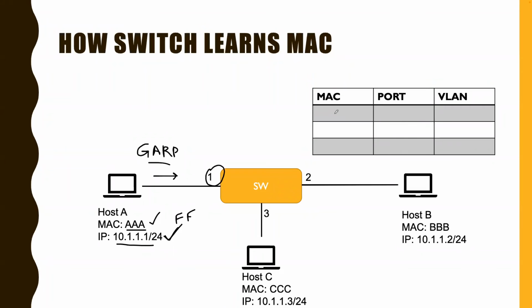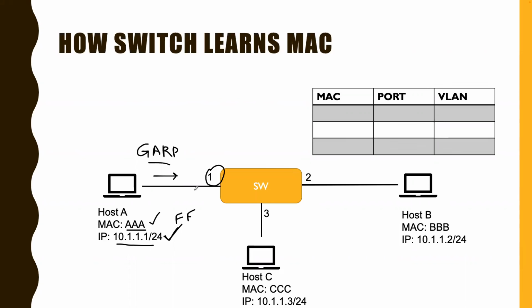This GARP packet is to check the duplicacy of this IP address, whether anybody else has it. GARP is the Gratuitous ARP. It is to check the duplicacy of an IP address. I have assigned this IP address, so it will check whether anybody else is having the same IP address or not. If not, then it will initialize it as a legitimate address over here.